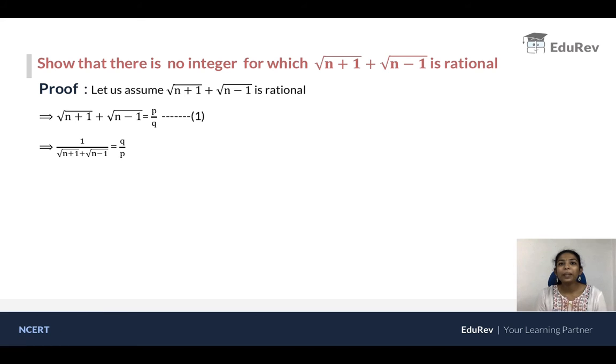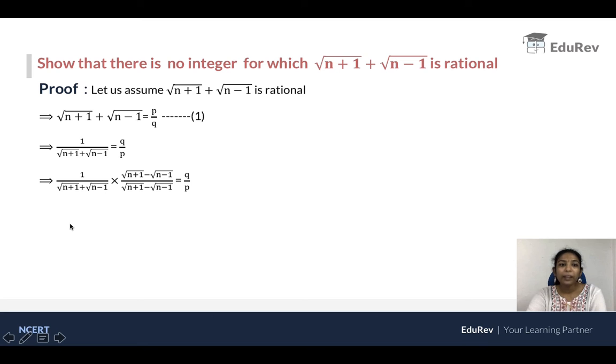See, I am simply reversing that. If a by b is equal to c by d, I can write it as b by a is equal to d by c. The same logic I have applied here. And the denominator is having a surd, right? It's in the roots form. So to rationalize it, what should I do? I have to multiply it with root of n plus 1 minus root of n minus 1.